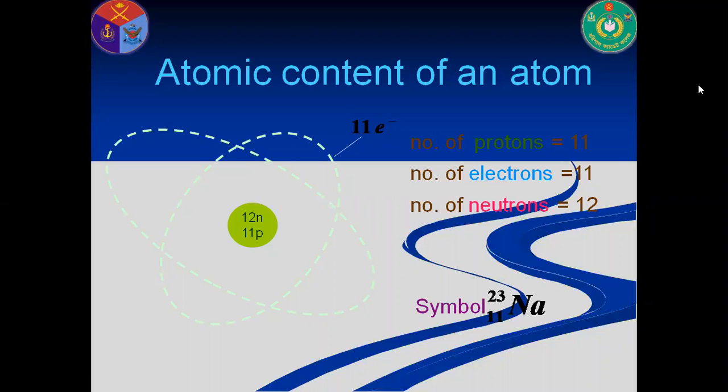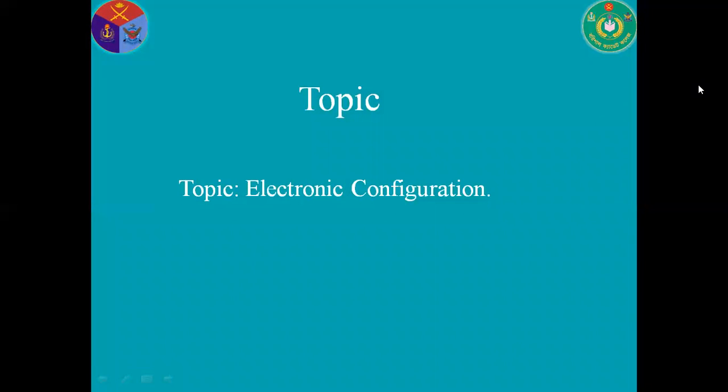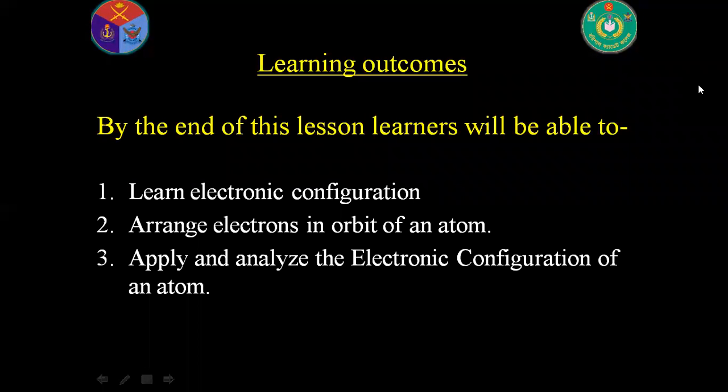Now, cadets, what do you think will be the topic of this lecture today? The topic is electronic configuration of the elements. By the end of this lesson, you will be able to learn electronic configuration, arrange electrons in different orbits of an atom, and apply and analyze the electronic configuration of an atom.